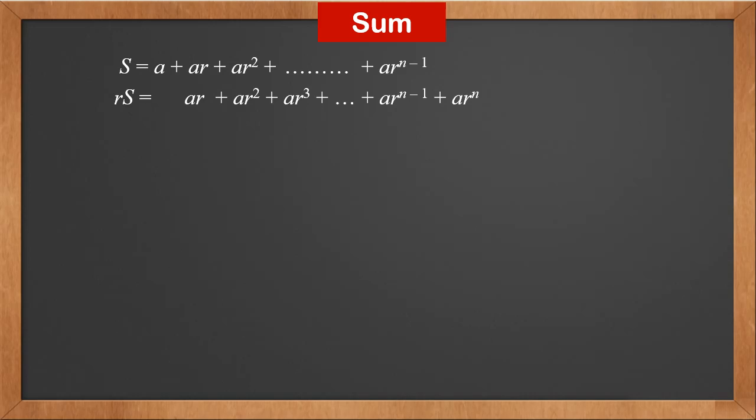The second term AR becomes AR squared. The third term AR squared becomes AR cubed. So every term is moved to the right by 1. And the last term becomes AR to n.